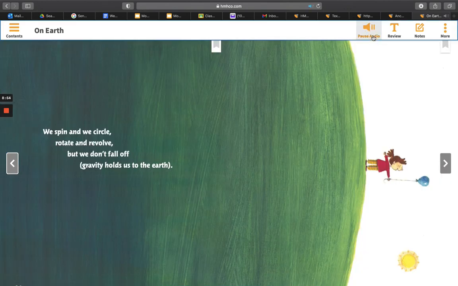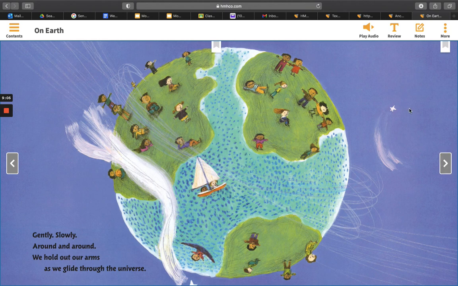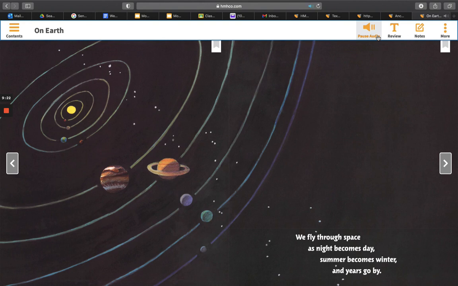We spin and we circle, rotate and revolve, but we don't fall off. Gravity holds us to the Earth. Gently, slowly, around and around, we hold out our arms as we glide through the universe. We fly through space as night becomes day, summer becomes winter, and years go by.